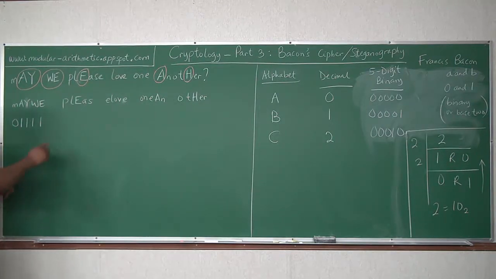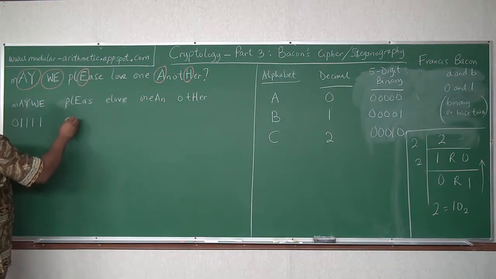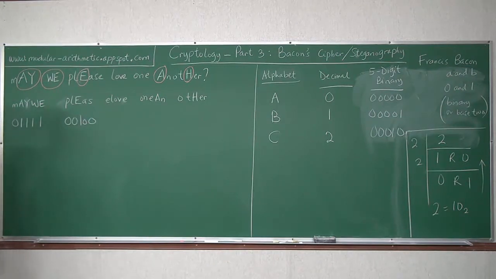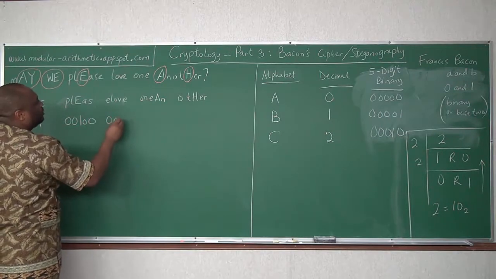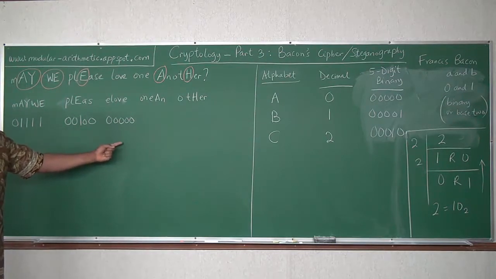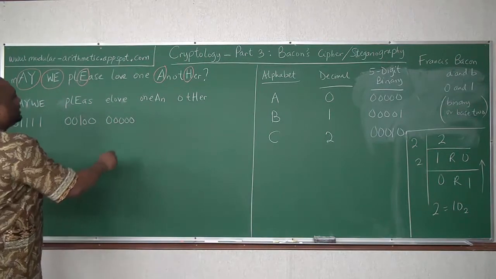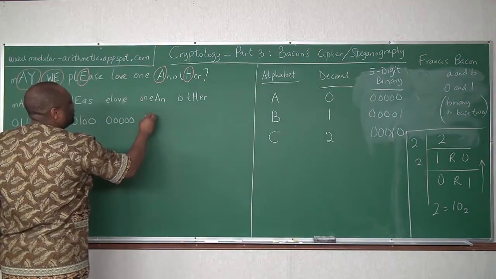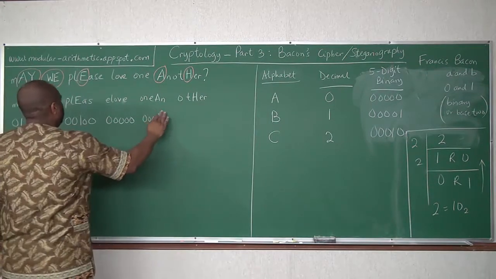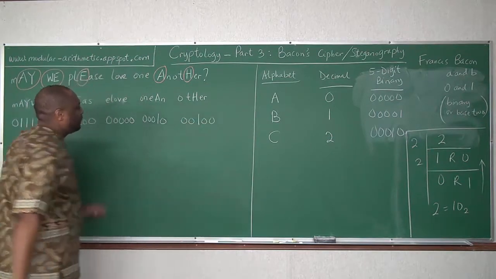Okay, then this P is lowercase, so this is 0 0 1 0 0. Okay, this is 0 0 0 0 0. Of course, this gives you a letter A right away. Okay, this gives you letter A right away. Then this is a here, this is 0 0 0 1 0. Okay, and this is 0 0 1 0 0.